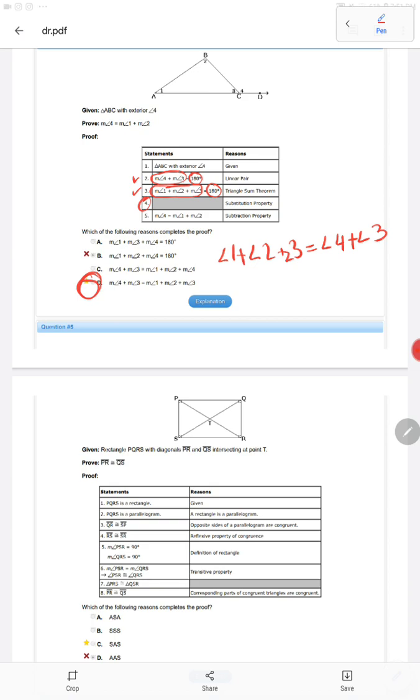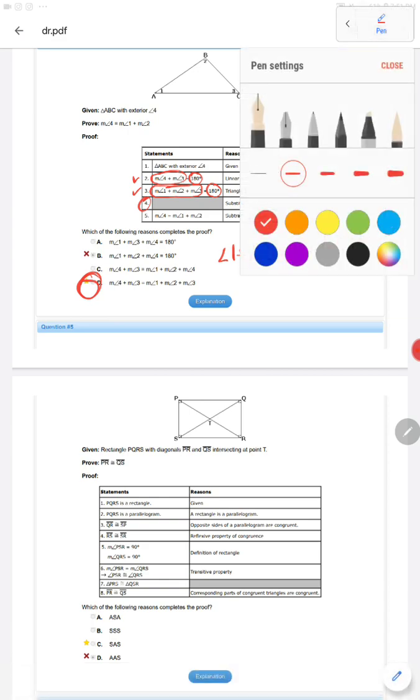It would be either called the transitive property or the substitution property. They are both the same. Looking at the next question here.